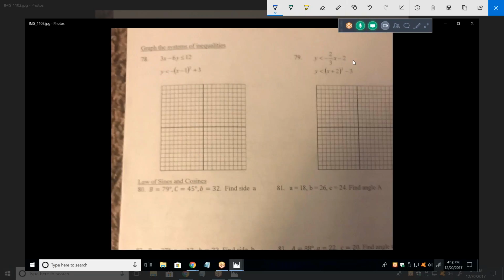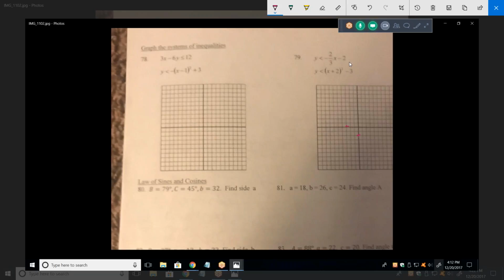Next one is the same thing. It's a linear equation and a parabola, a quadratic. We can graph the first one. Pretty easy. So you start at -2, and you go up 2/3. Which way over? Left.